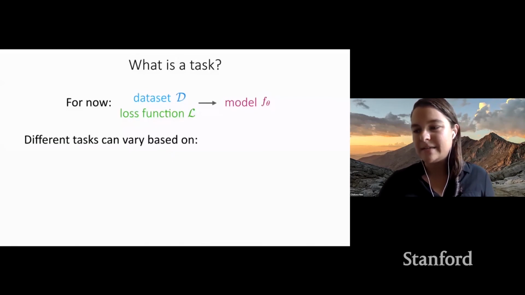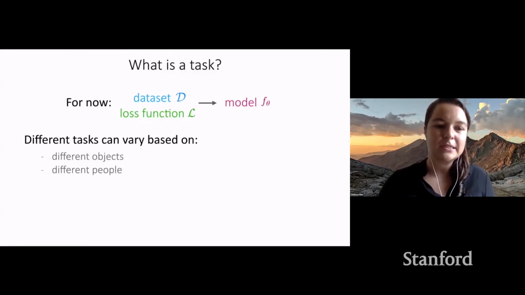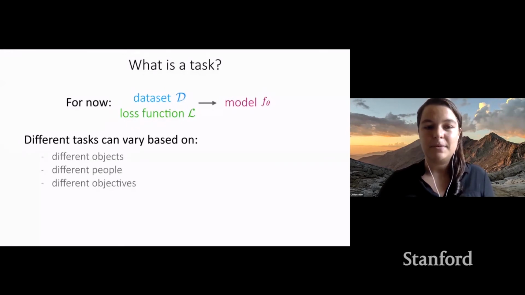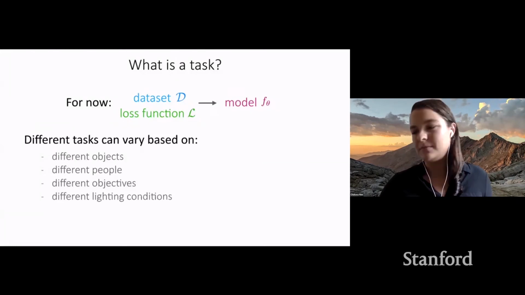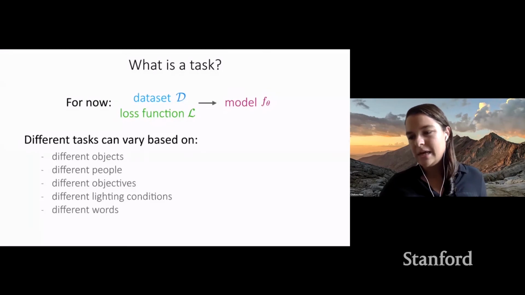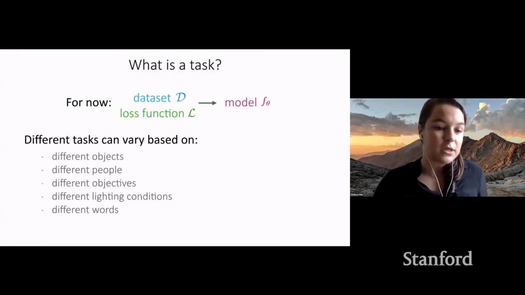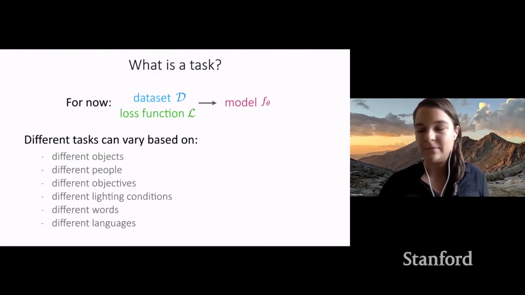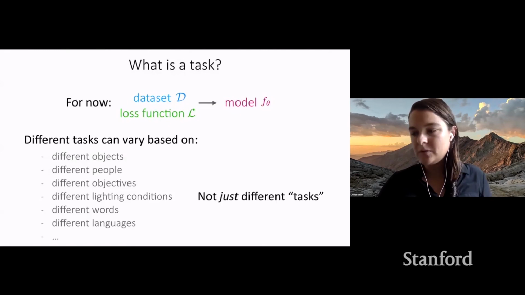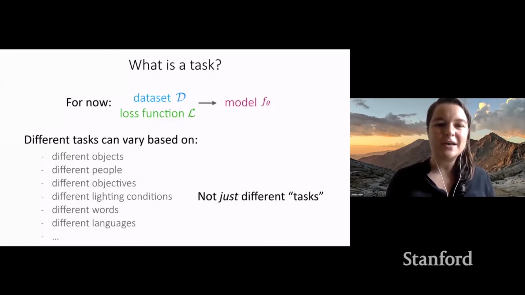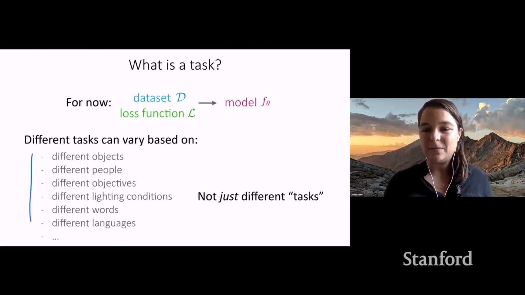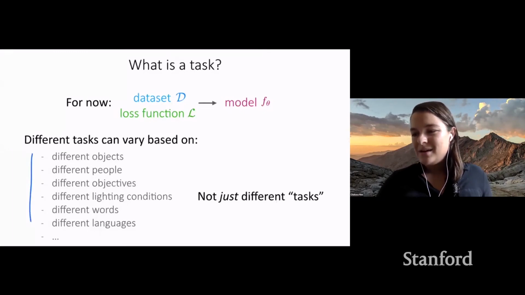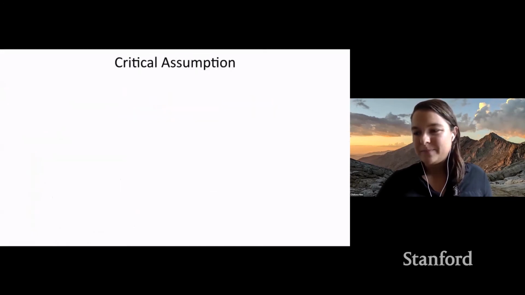And different tasks can vary based off of different objects, different people. Maybe you have different objective functions, or maybe you have different lighting conditions. You want to be able to classify objects in different lighting conditions. Maybe different tasks correspond to different words, or translating between different languages, and so forth. So the definition of a task that we'll use in this class is a lot broader than the semantic meaning of task. They can vary really in all of these different ways. So that's something to keep in mind throughout the course.